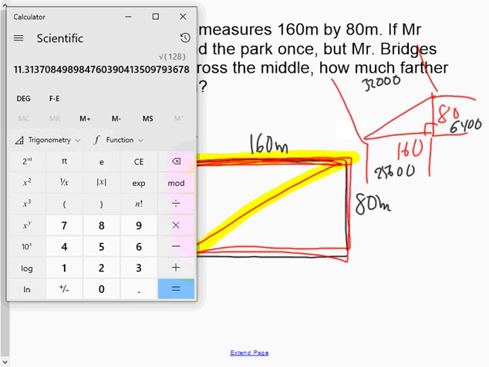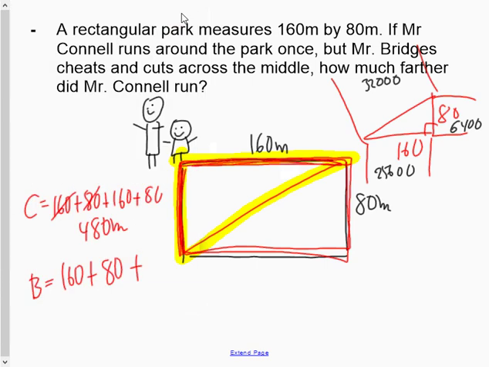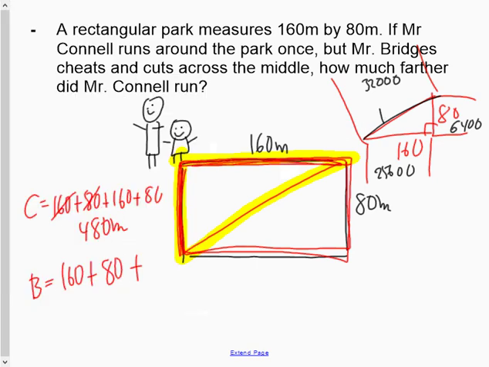Let's check. The area of this square plus the area of the other square equals the area of the third, the hypotenuse square, which is 32,000. So once I know that, how do I get this distance? The square root of it. So take 32,000 and square root it. And roughly 179 meters is the distance there.